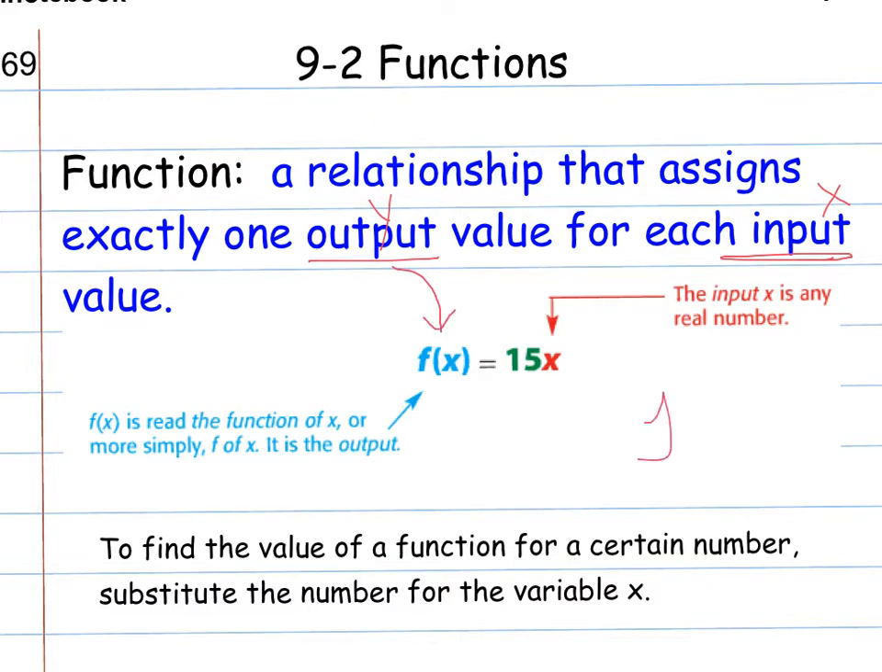Sometimes you guys have seen something like this, where you have a y value, a number, and an x value. We're going to be replacing that y value with f of x. It is read f of x. It really means the function of x. So we can say f of x is 15 times x. An x can be any real number that you plug in. This is your input. This is your output.